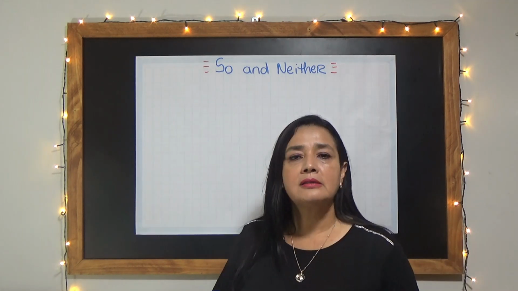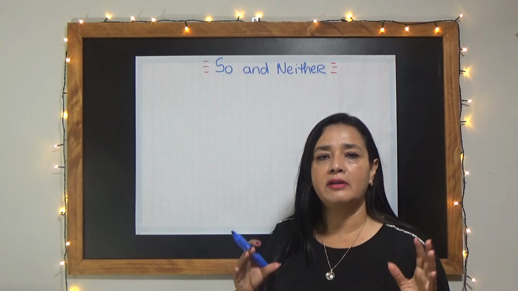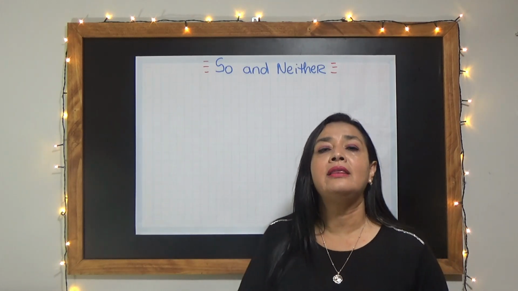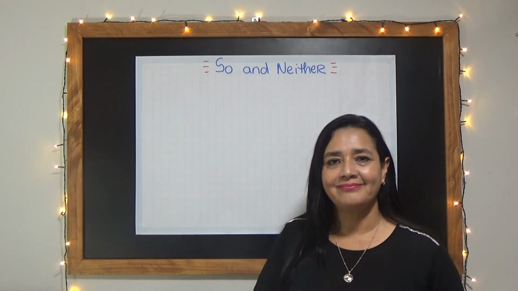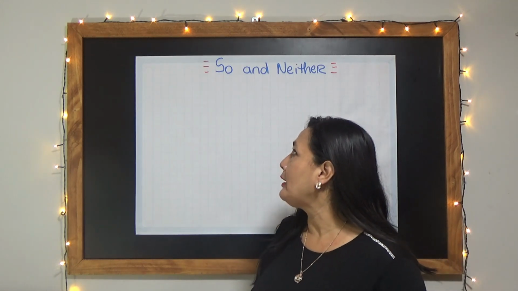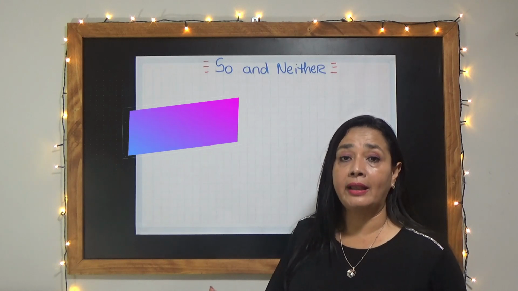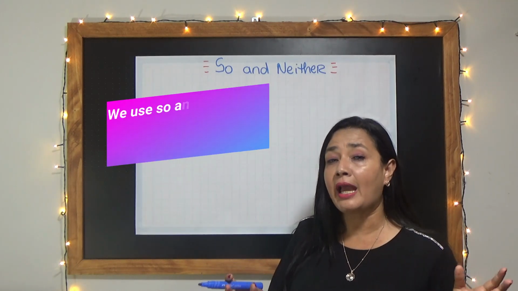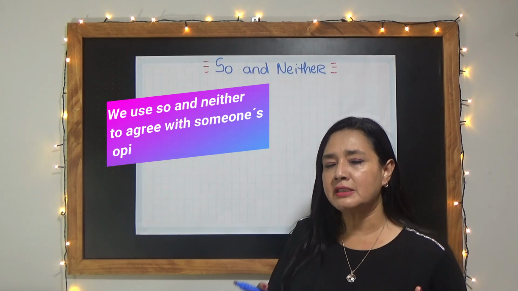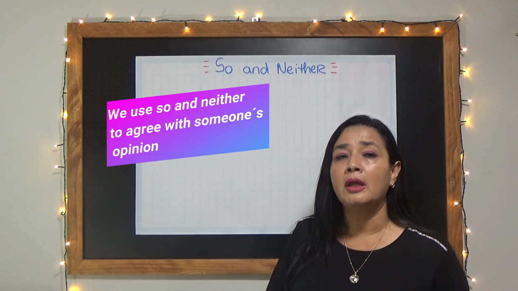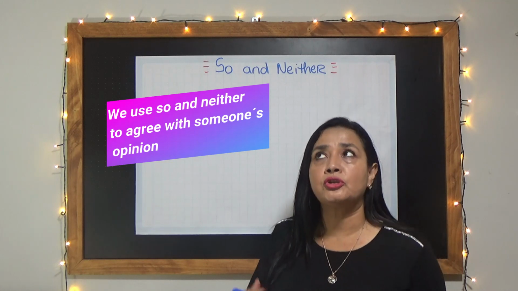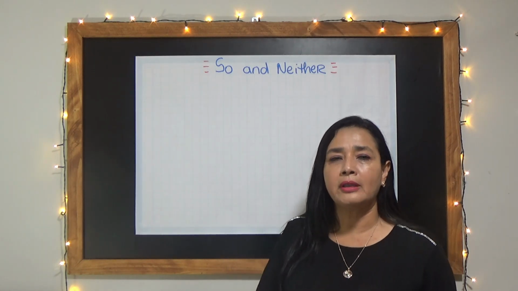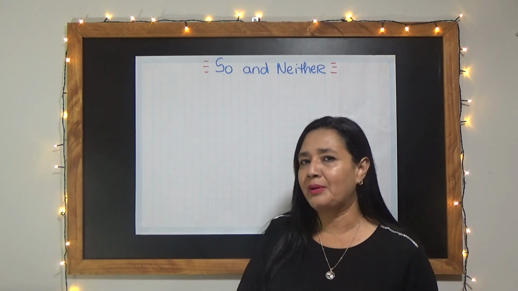Let's start. Something that we use a lot in conversation is the words "so" and "neither". So, how do we use this in conversations? Well, I want you to think about a conversation you recently had with somebody. A lot of the times when we talk to people, we want to contribute something to the conversation and we want to show that we agree with someone, okay?